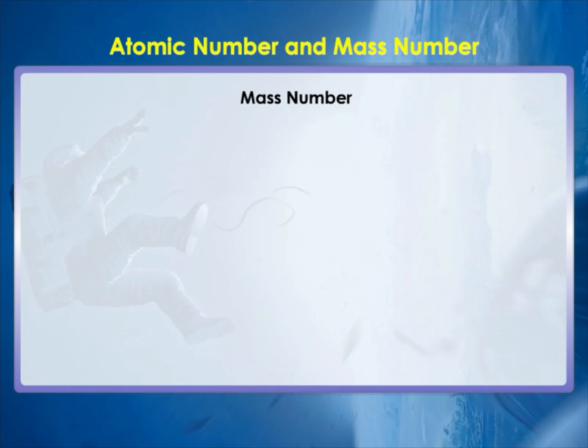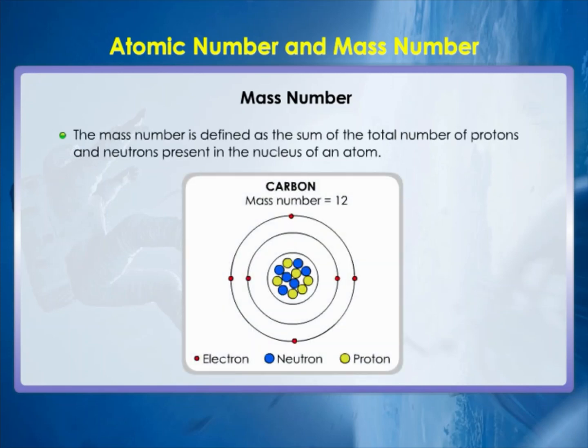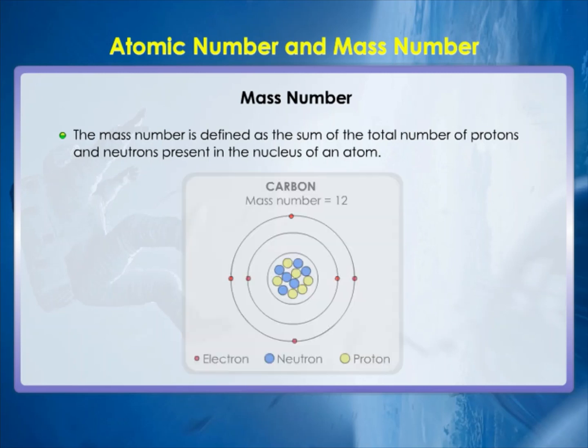Mass number. After studying the properties of the subatomic particles of an atom, we can conclude that the mass of an atom is practically due to protons and neutrons alone. These are present in the nucleus of an atom. Hence, protons and neutrons are also called nucleons. Therefore, the mass of an atom resides in its nucleus.